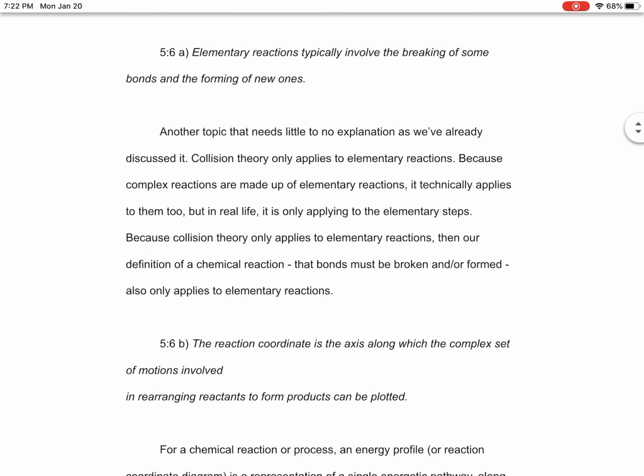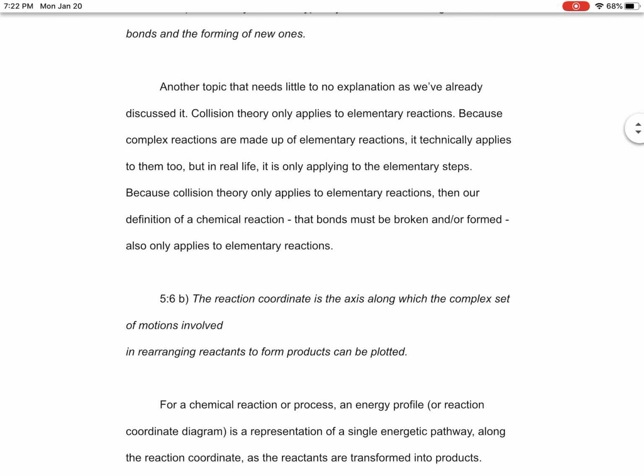So 5.6a says elementary reactions typically involve the breaking of some bonds and forming new ones. Okay, well, this is another topic that needs little to no discussion because we've already discussed it. Collision theory only applies to elementary reactions. Because complex reactions are made up of elementary reactions, it technically applies to them too. But if we're talking about just specifically what collision theory is discussing, it's elementary reactions.